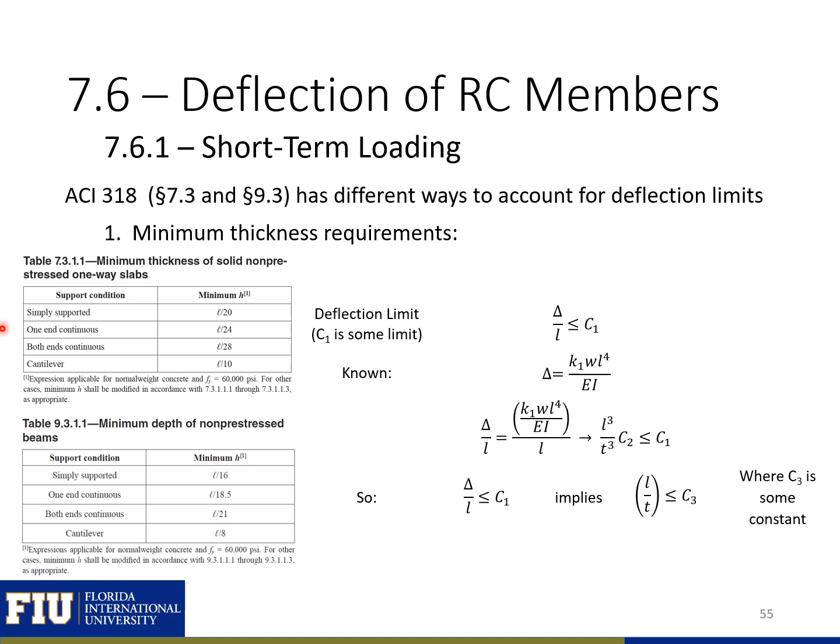ACI has minimum deflection limits based on element. So shown here are the minimum thickness requirements based on element. Shown here is a minimum thickness requirement for non-prestressed one-way slabs. Depending on the support conditions, we have different minimum thickness requirements. And also here we have the table for minimum depth of non-prestressed beams, depending on our support conditions. So if we don't want to check deflections, we can just make sure that our members have at least the minimum thickness shown in these tables.